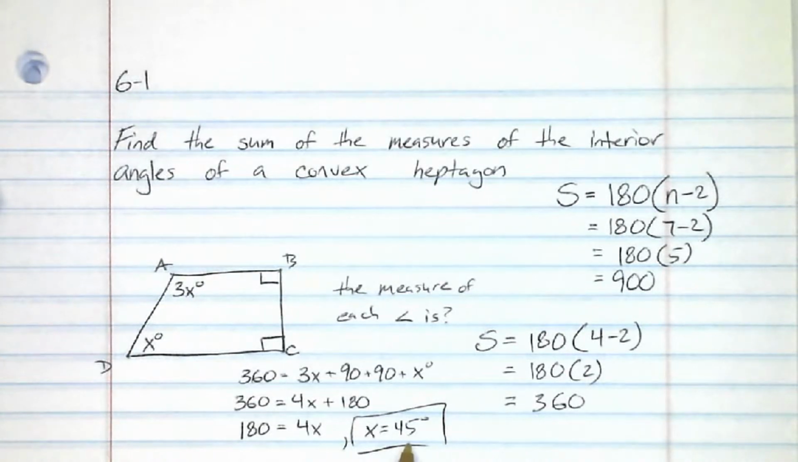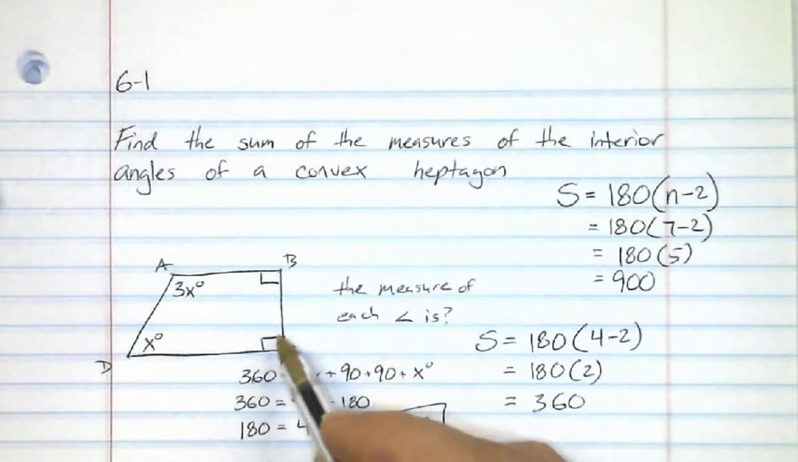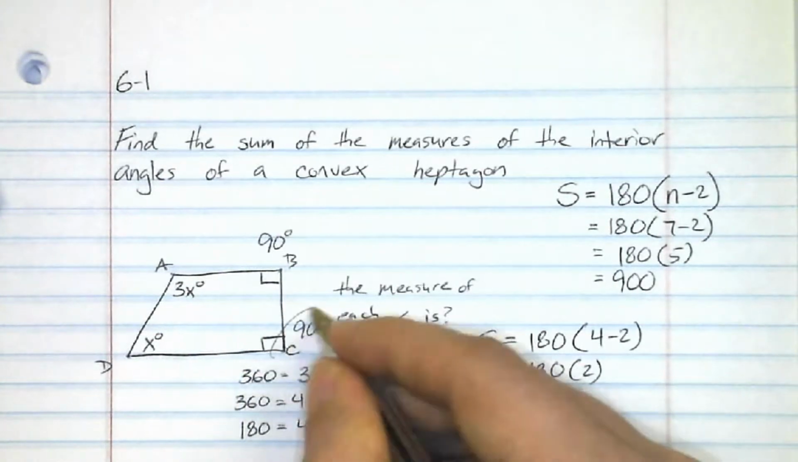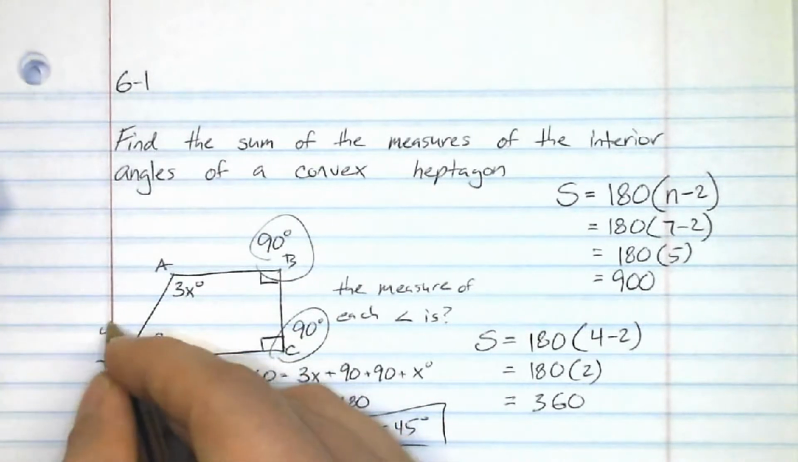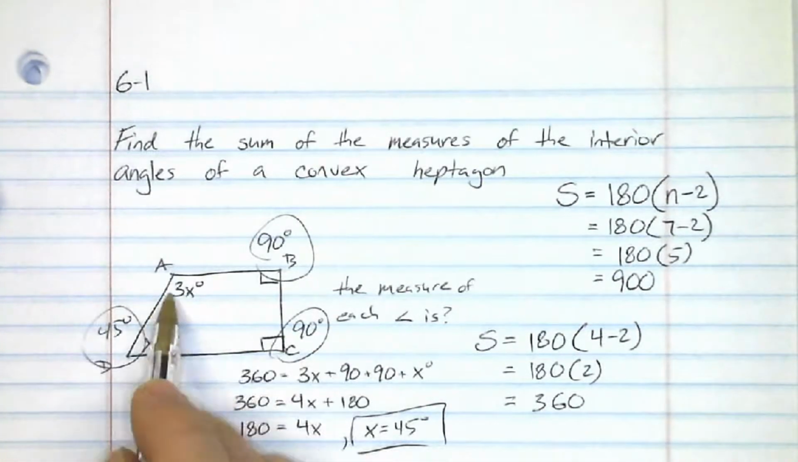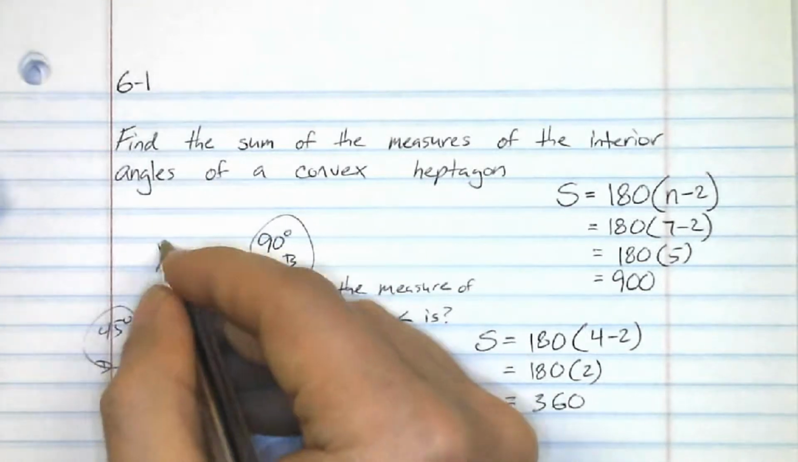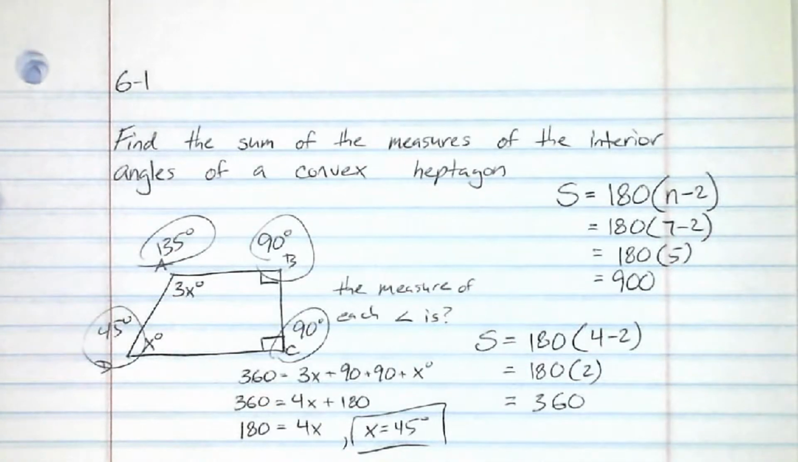I actually have to plug this 45 in for x to figure out what the measure of all these angles are. Now, B and C, obviously they're 90 degrees, so I can just go ahead and write that in right there. Now, here this is just x. So that one's going to be easy, 45 degrees. And here I have 3x, so I'm going to multiply 3 times 45, which means that the measure of angle A is going to be 135 degrees. Hopefully you did well on that.